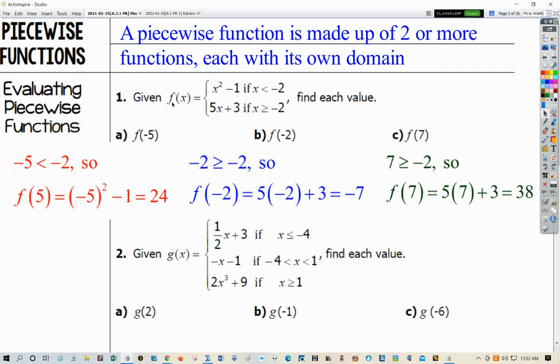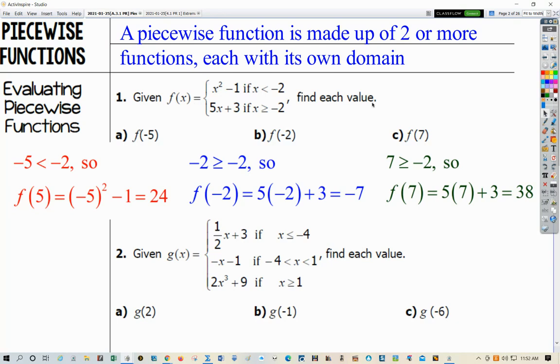So, for example, let's look at this top example up here. We have f of x is equal to, now this looks weird. This is how we write a piecewise function. There's a couple parts to this. The first part is we're going to have this open script bracket that's open to the right.